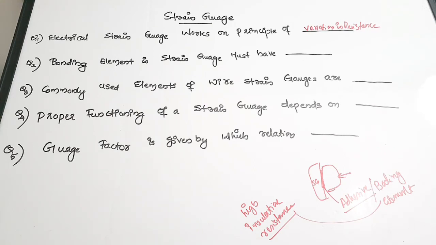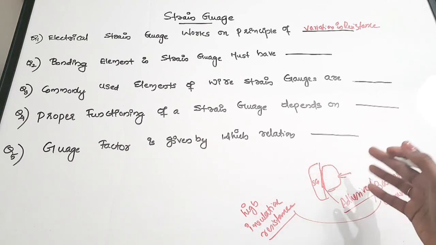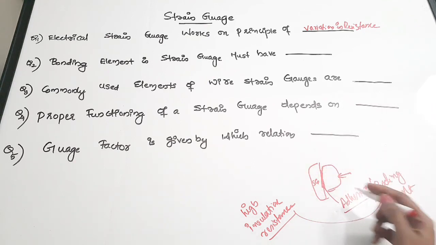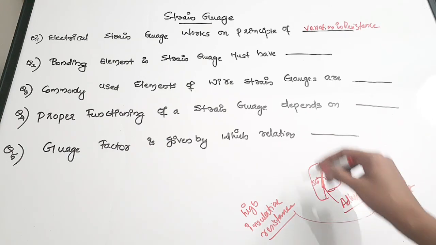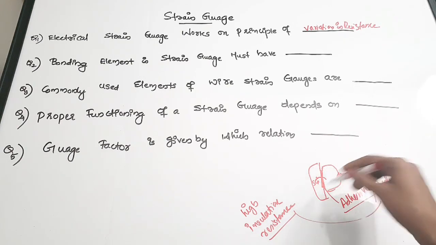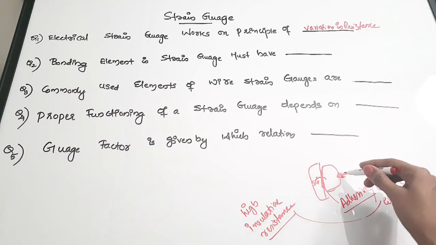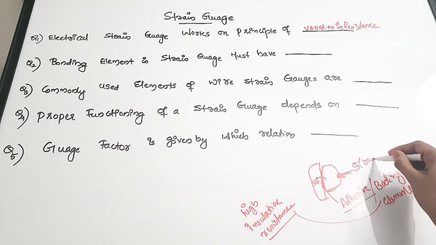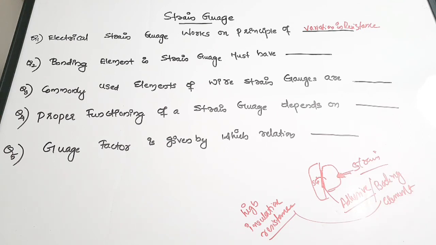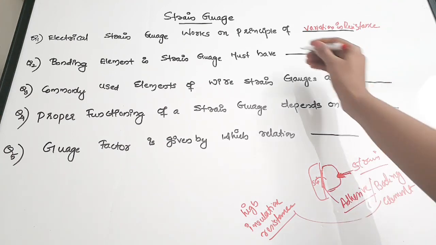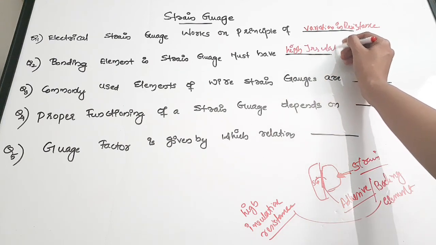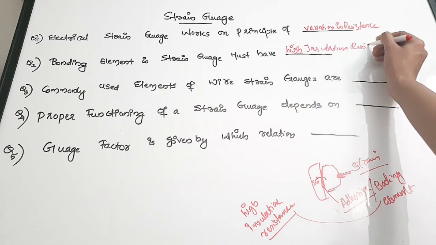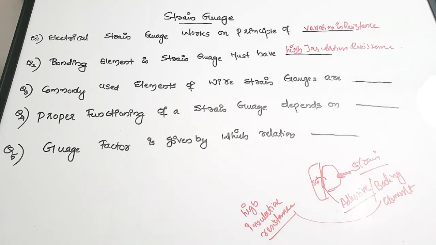be able to transmit the strain properly to that strain gauge. So this strain we apply here should get transmitted to the strain gauge, and there should be some change in resistance of the strain gauge wire. Only then can we find out this value of strain. So this is the principle of a strain gauge. So it should have a high insulation resistance is the answer. Also, we have discussed what type of material we use for the bonding element or adhesive.